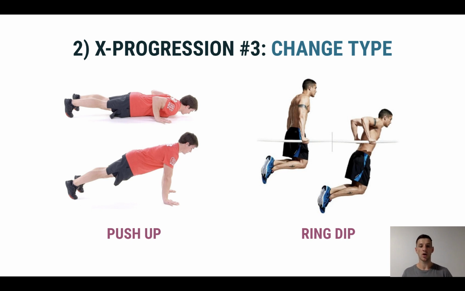And so not every exercise will have a really good alternative, but for the push-up, a dip is a great alternative. So you could then go from a push-up to a ring dip or a parallel bar dip. In fact, push-up to parallel bar dip, and then from parallel bar dip eventually to the ring dip.